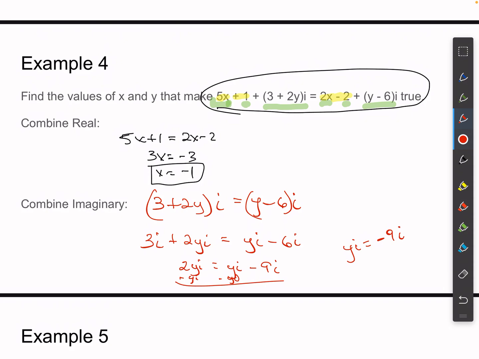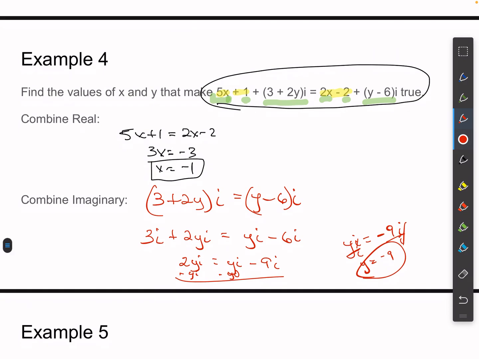Okay. So now for this part here, what I'm going to want to do is divide. I'm trying to find out what y is, right? So I've got to divide by i. So if I divide both sides by i, I get y is equal to negative 9. Okay, the i's canceled out, and I'm done. So i divided by i is just 1. Anything divided by itself is just 1. So we just have negative 9 left.